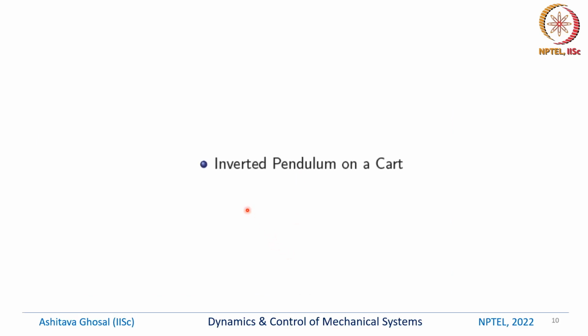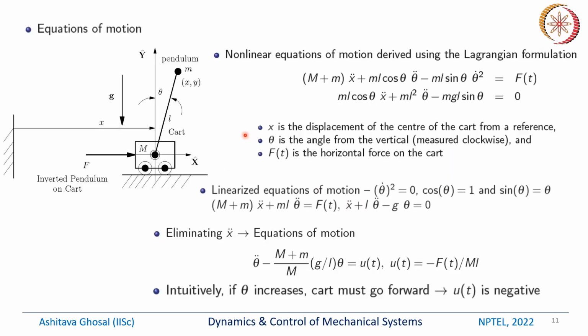The next example is that of an inverted pendulum on a cart. So in the example of the inverted pendulum on a cart, we first derive the equations of motion. To derive the equation of motion, we first look at the variables and the system.